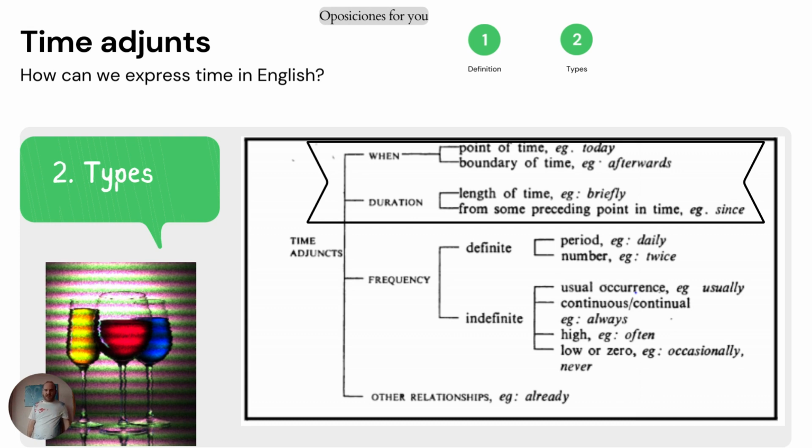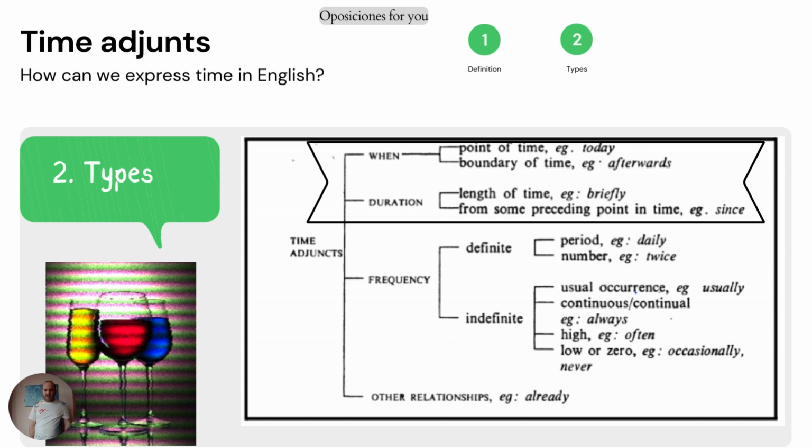Time when adjuncts can be divided into two types, point of time and boundary of time. Point of time denotes a specific point in time, such as I was in New York last year and now I'm living in Baltimore. Boundary of time denotes a point of time but also implies the point from which that time is measured, such as take a drink and then go to bed.